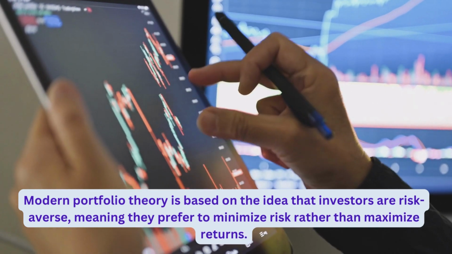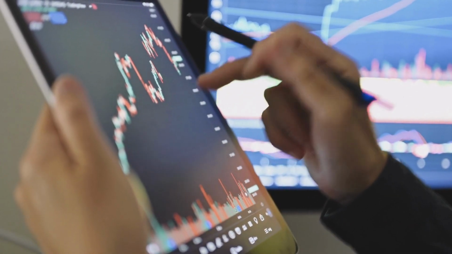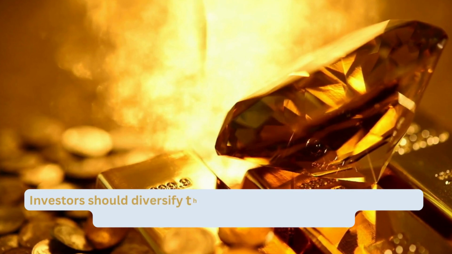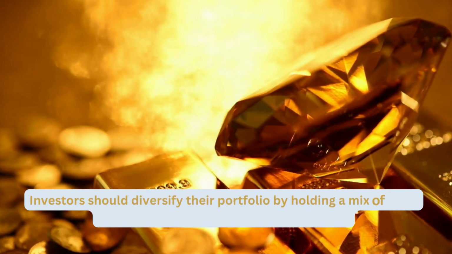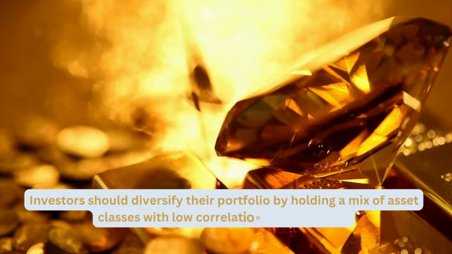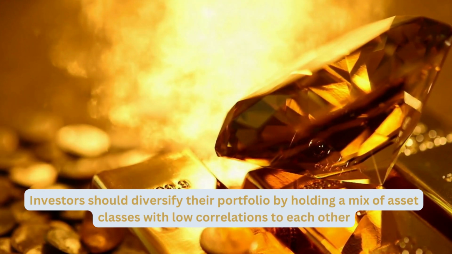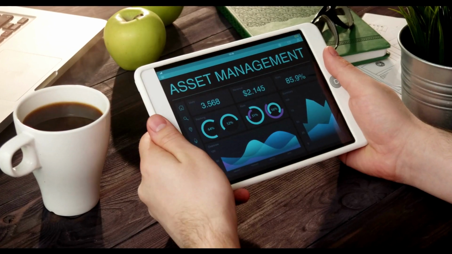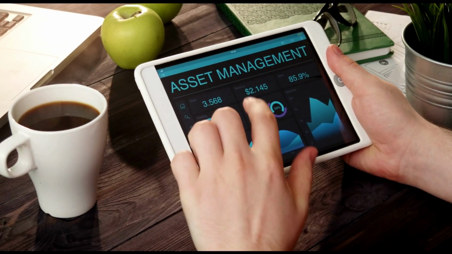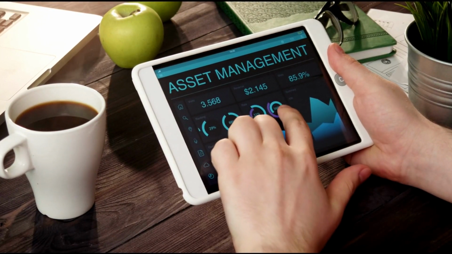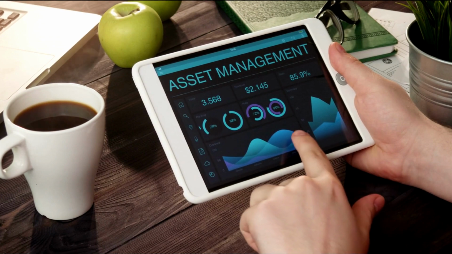To achieve this goal, MPT suggests that investors should diversify their portfolio by holding a mix of asset classes with low correlations to each other. This way, if one asset class performs poorly, it is likely that the other asset classes in the portfolio will perform differently, reducing the overall impact on the portfolio.